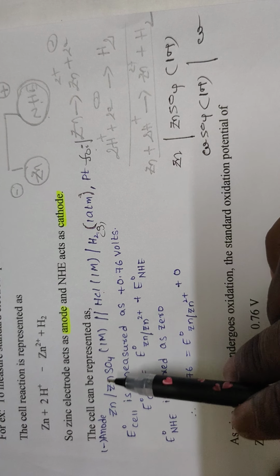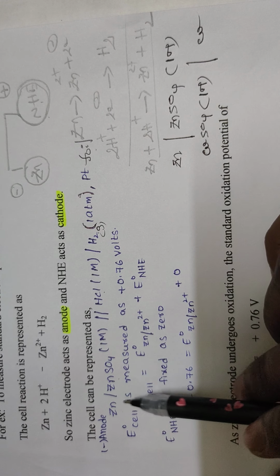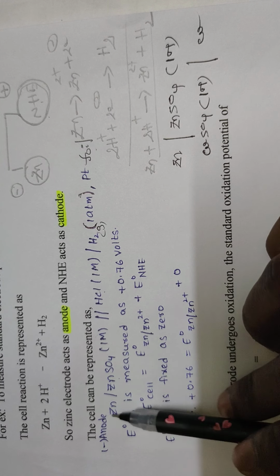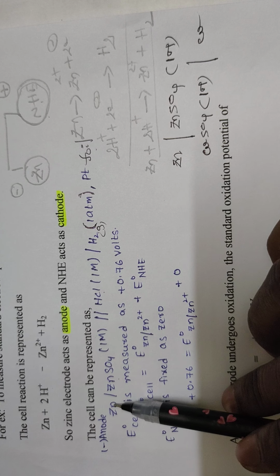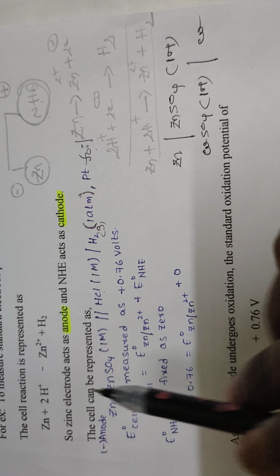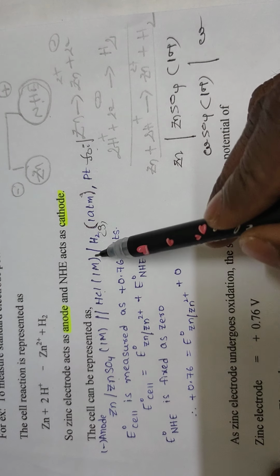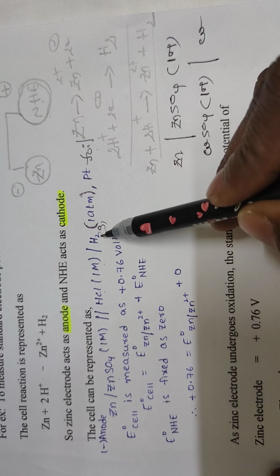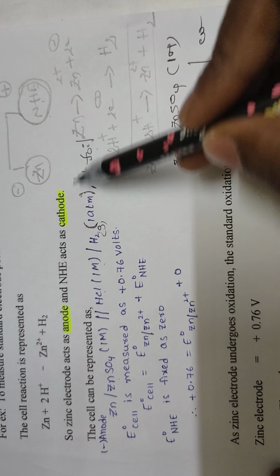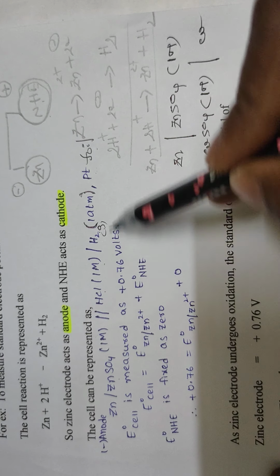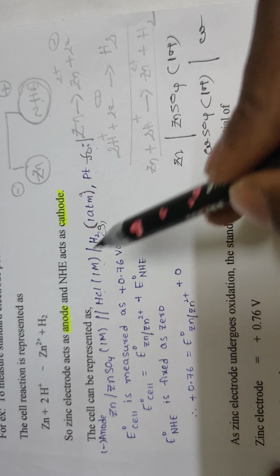So Zn, ZnSO4, these two are separated with a slash. It is the half cell representation of Zn dipped in ZnSO4 solution, and then HCl of 1 molar, H2 gas, platinum foil. It is the half cell notation of the normal hydrogen electrode.